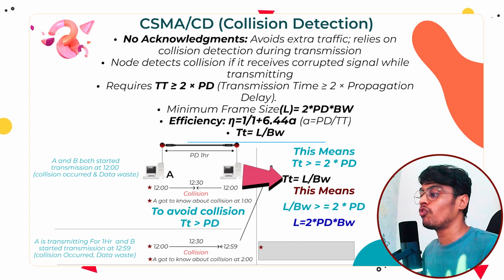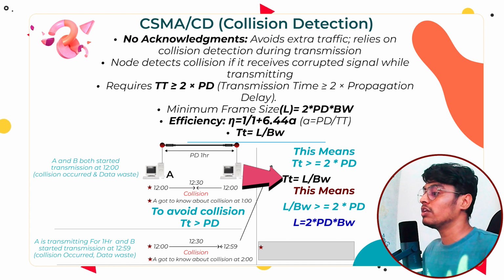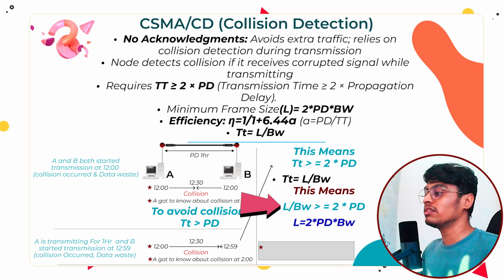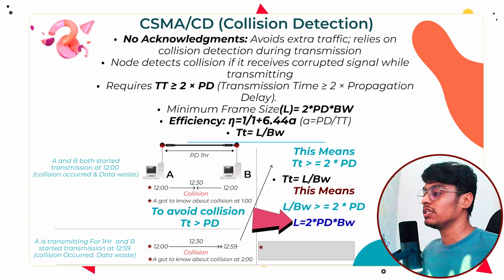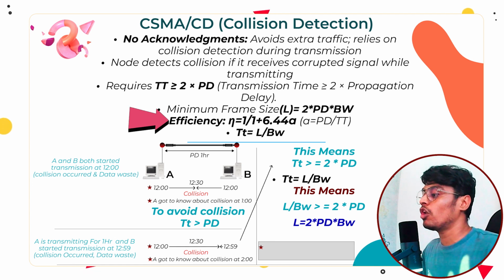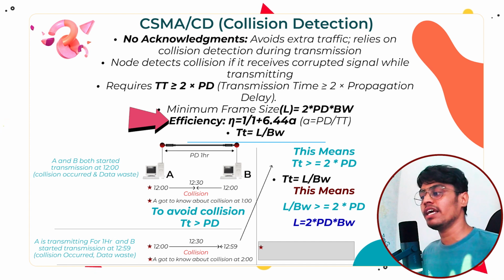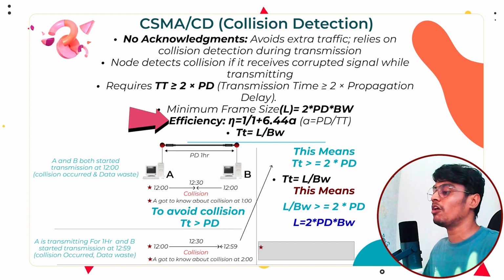Now if we extend this formula, transmission time equals message length upon bandwidth. So it will be message length upon bandwidth greater than or equal to 2 into propagation delay. Then length equals 2 into propagation time into bandwidth. Minimum frame size should be equal to 2 into propagation delay into bandwidth. Now if we talk about efficiency in CSMA/CD, efficiency η equals 1 upon 1 plus 6.44A, where A is propagation delay upon transmission time. This is the whole concept of CSMA/CD.